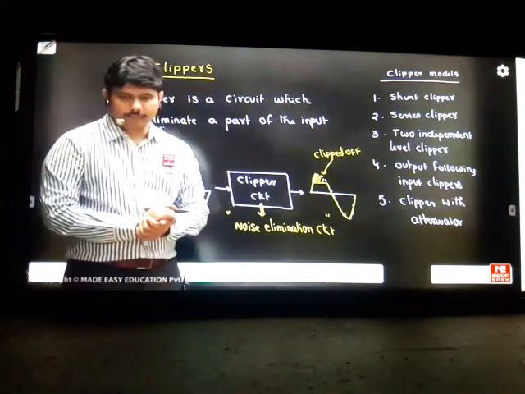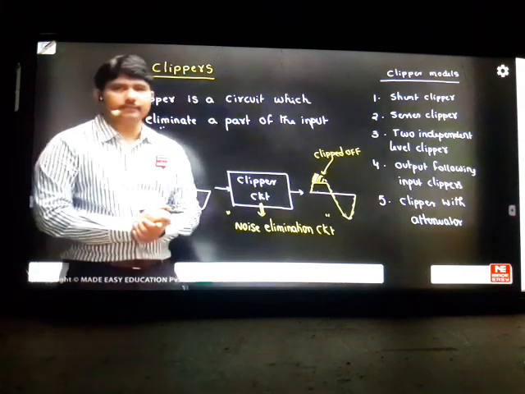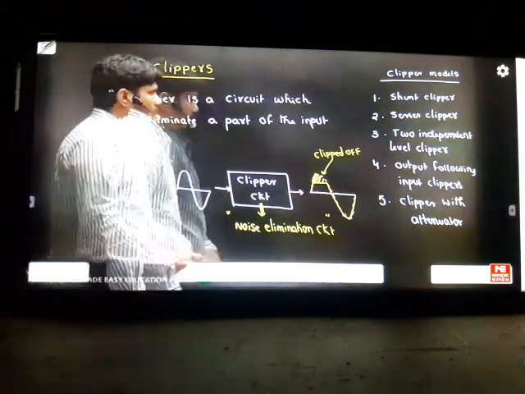Good morning to everybody. So let us start our first journey today. Keep the heading. First topic today is shunt clippers.